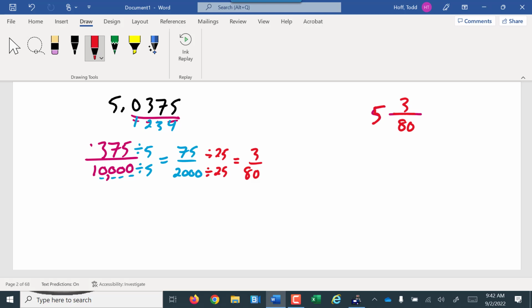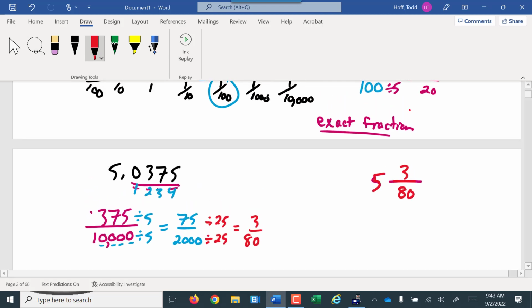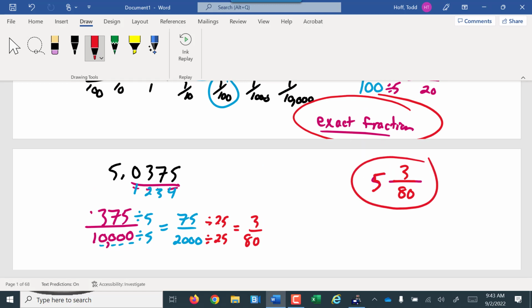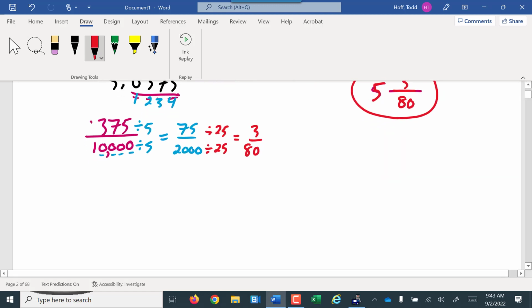Any questions on those? So I said there's two types of converting decimals to fractions. This is if you're asked to convert to an exact fraction. That's the exact fraction, 5 and 3/80. The problem with that is if you're looking at a standard tool set, you don't have a 3/80 socket anywhere in your tool set or a 3/80 wrench of any sort.